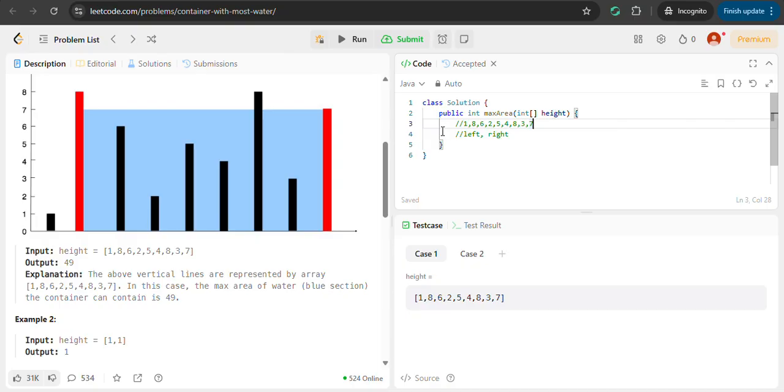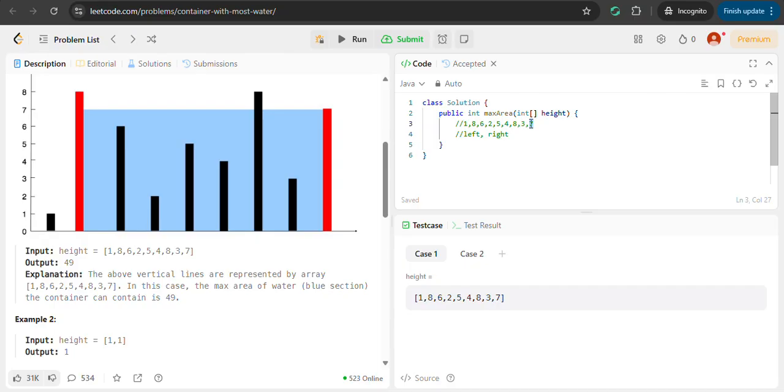What is the minimum between these two? 1. So the minimum pointer will move ahead to find the maximum. The left one will come to 8 and the right one remains at 7. The minimum of these is 7. And the length between them is 9 minus 2, which is 7. So 7 into 7 is 49. 49 will be the maximum.